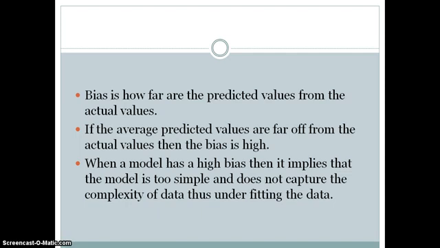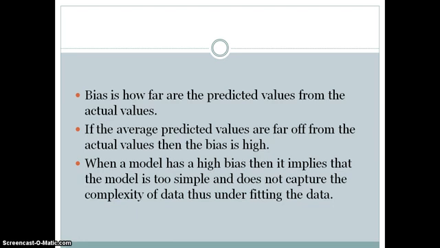When a model has a high bias, it implies that the model is too simple, since the predicted values are too far away from the actual value. It is not capturing the complexity of the data, or the pattern or relationship among the data. So underfitting is caused because of high bias. High bias causes underfitting of data, that is, it is difficult to understand the complexity of the data.